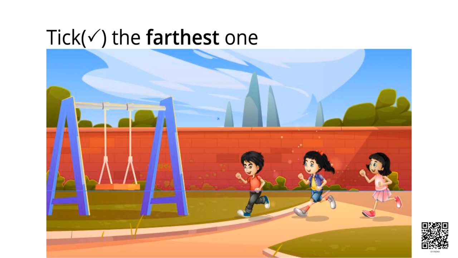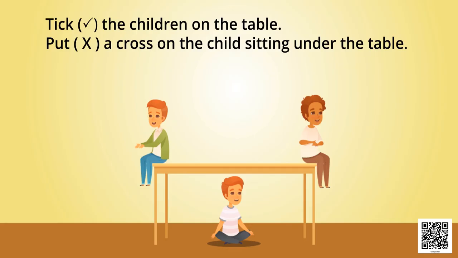Among these three children, the two girls and the boy. Who is going to reach the swing at the earliest? Means, who is nearest to the swing? The boy. Yes, the boy. The boy is nearest to the swing. And who is farthest from the swing? The girl in pink dress. Very good. Now look at this picture.